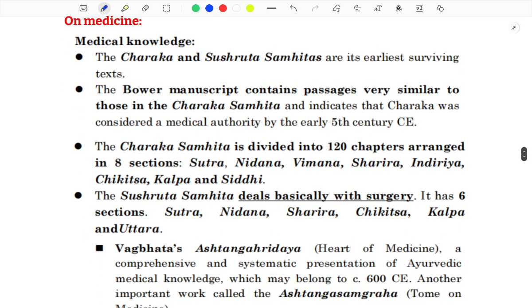Something more on medicine: the Charaka and Sushruta Samhita are the earliest surviving texts. The Bower manuscript contains passages very similar to those in the Charaka Samhita and indicates that Charaka was considered a medical authority by the early 5th century AD. The Charaka Samhita is divided into 120 chapters arranged in 8 sections: Sutra, Nidan, Viman, Sharira, Indriya, Chikitsa, Kalpa and Siddhi. The Sushruta Samhita deals basically with surgery. It has 6 sections: Sutra, Nidan, Sharira, Chikitsa, Kalpa and Uttara.